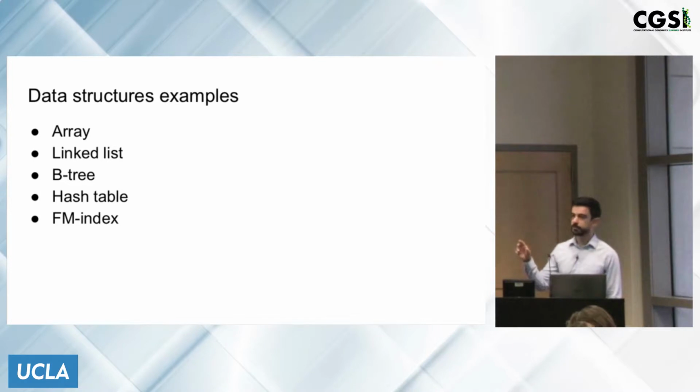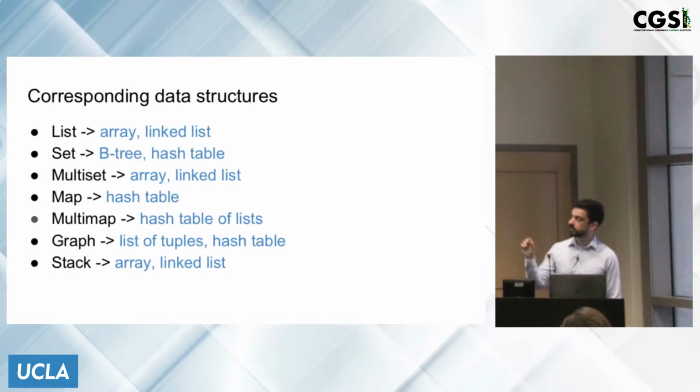So let's do some correspondences. For the ADT list, you have multiple ways to implement it using data structures. You can have an array, you can have a linked list. There's also, maybe, a tree. There are multiple more or less efficient ways to implement a list. Same for sets. Sets in C++ are coded using a hash table, but it could also be coded using a B tree and other things. And the list goes on for all the other abstract data types that you could consider.